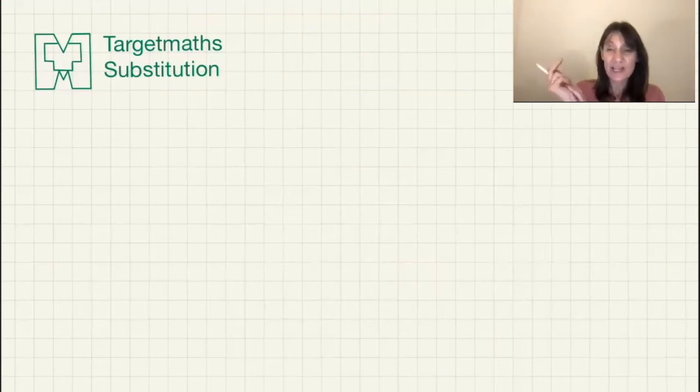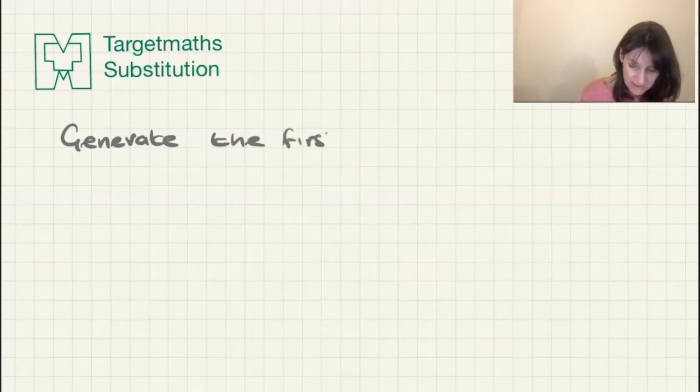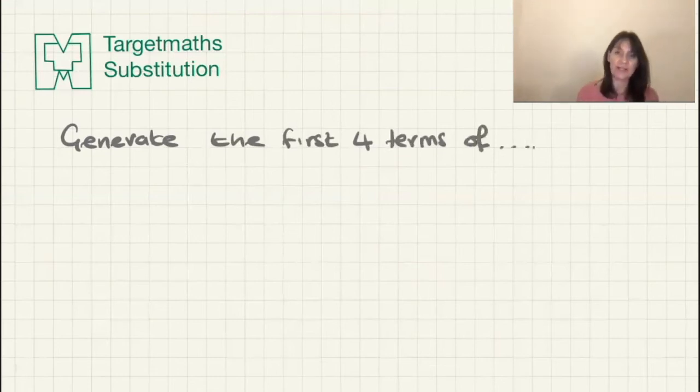You could be asked to generate a sequence. This is the skill, and that's one of the things that we're going to see today. In fact, it's the main thing that we're going to see today, and then we'll keep the graphs for the next session. Okay, so I am going to ask you to generate the first 4 terms of, and then I'm going to give you lots of different questions, okay? Generate the first 4 terms of.